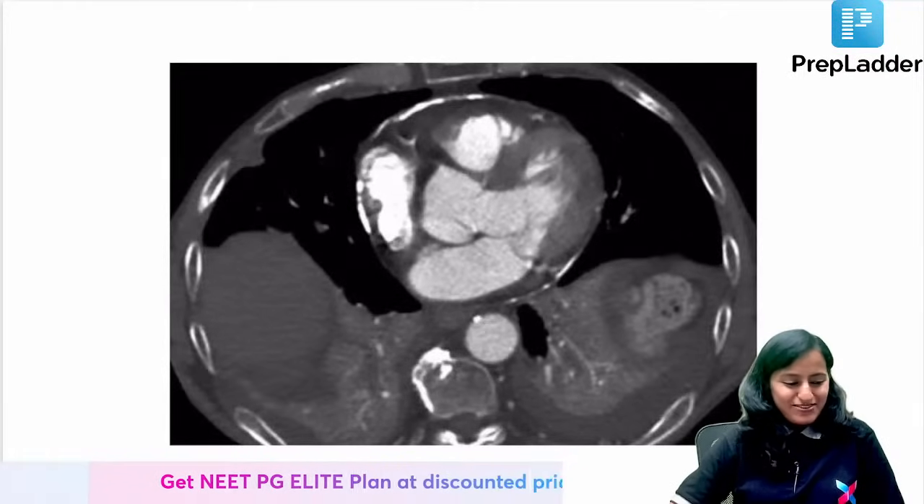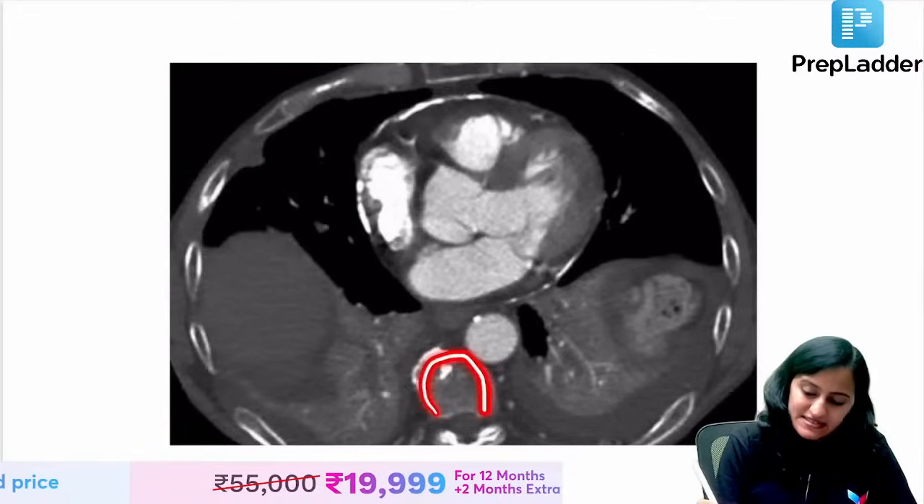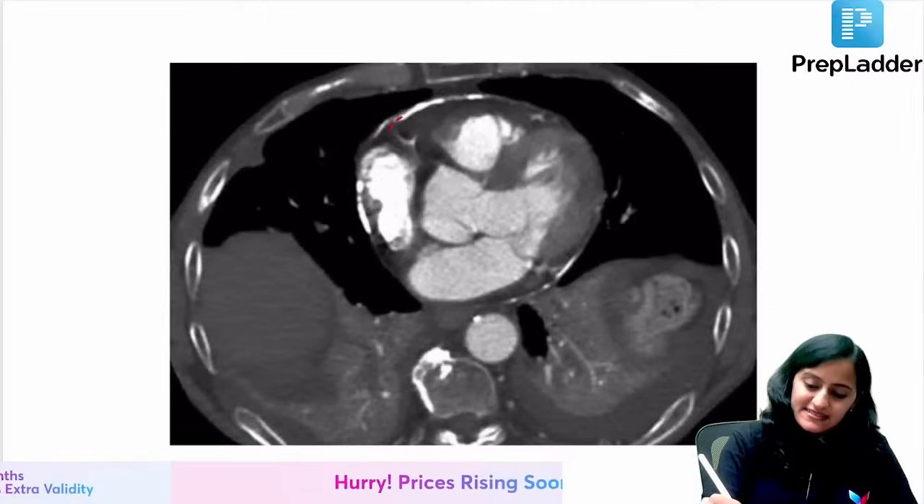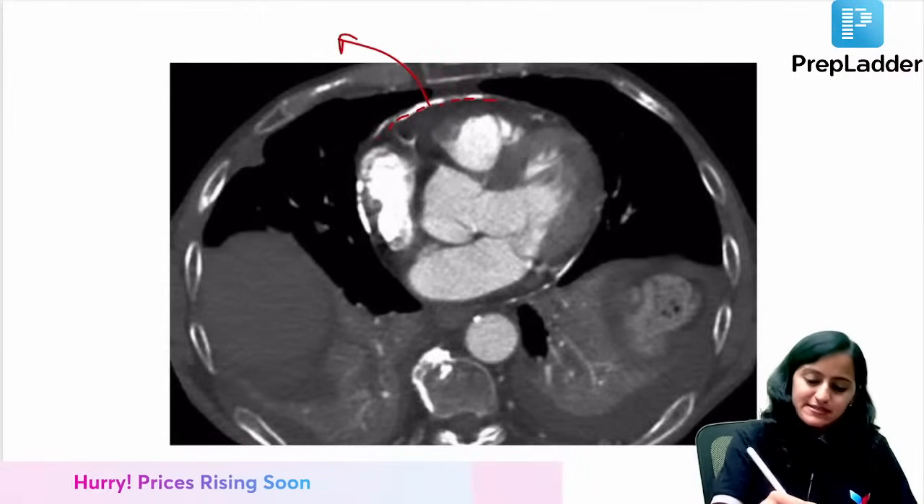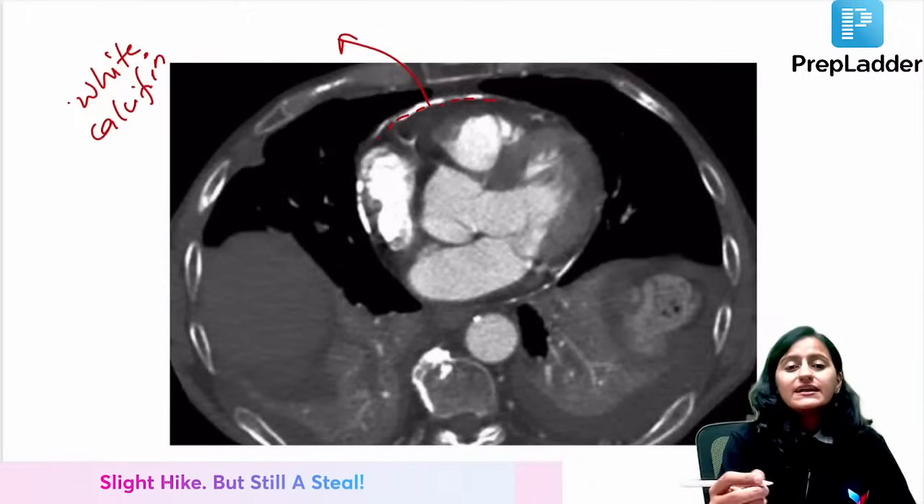Very good. Medico K has got it correct. See, this is a CT image. This is the white cortex of the rib. And in the CT surrounding the heart, you can see this white calcification. So this is the pericardial calcification.